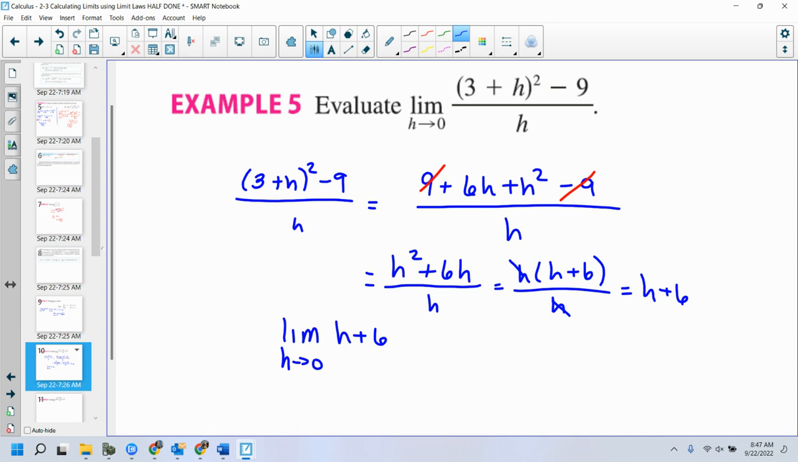So I can manipulate it so that if the h gets out of the denominator, I can evaluate it because now I can say, well, the limit is just 6. 0 plus 6 is 6. So I can say that the full limit of this is 6. That makes sense? You can manipulate it to force it into being solvable, right?